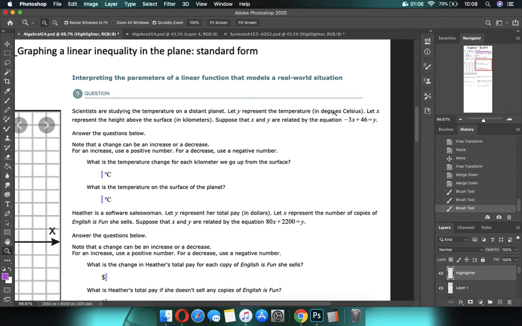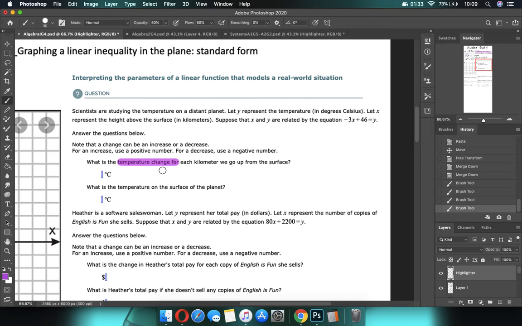Let y represent the temperature, so they tell you outright what your variables are. Let x represent the height above the surface in kilometers. Suppose that x and y are related by the equation blah blah blah. Answer the questions below. And here's the key thing that they're looking for here. What is the temperature change for each kilometer?